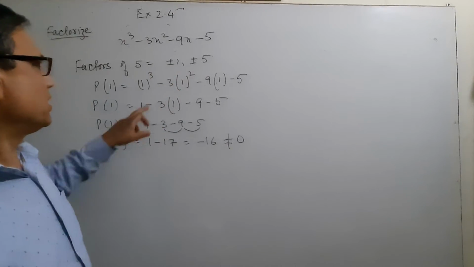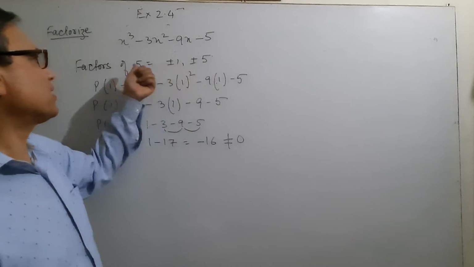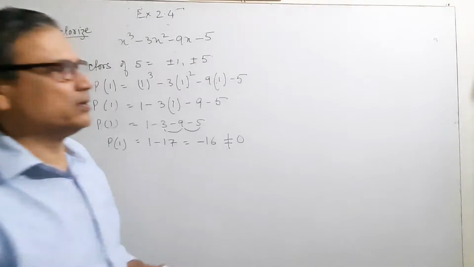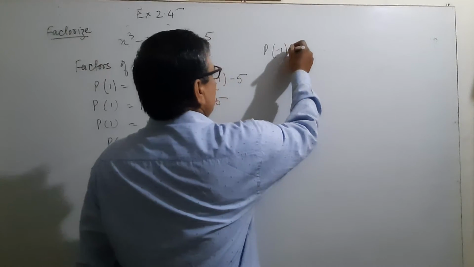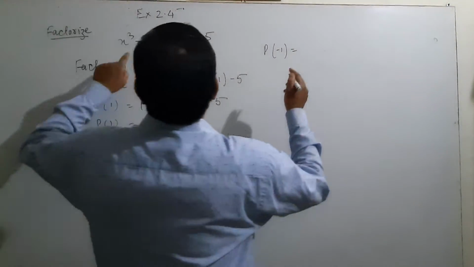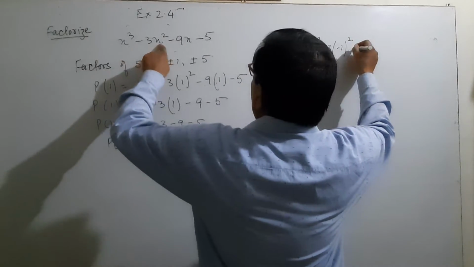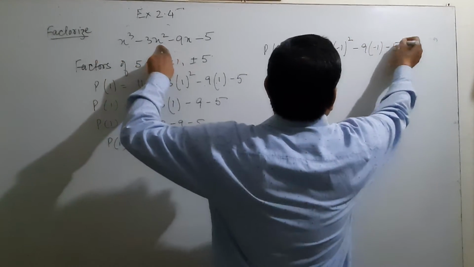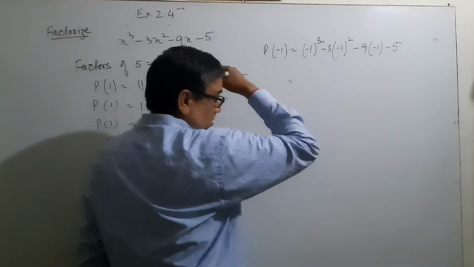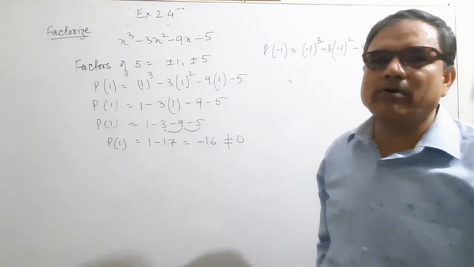Here I put 1 and now I have to put minus 1. We have to put the value of x only from the factors of this constant. First we put 1 and now we put minus 1. P(minus 1) means we have to put minus 1 in place of x. And now here is minus 1 cube, minus 3 times minus 1 square, minus 9 times minus 1, minus 5. Minus 1 cube: the power is an odd number, then the result will be minus.